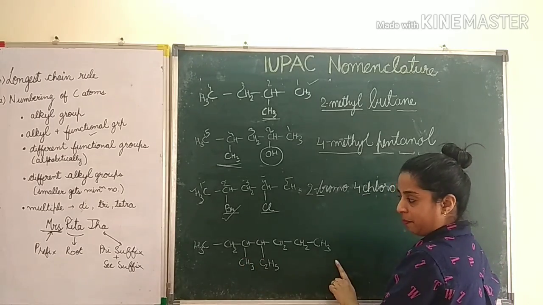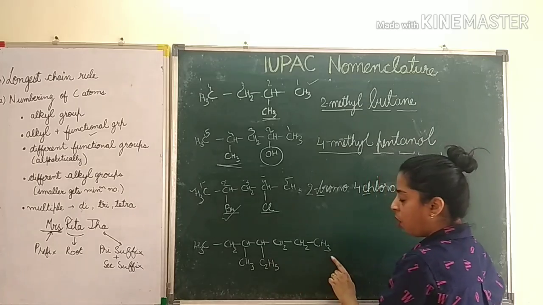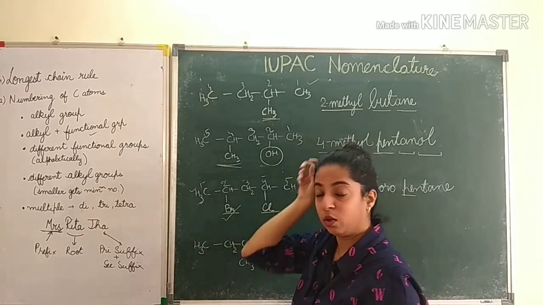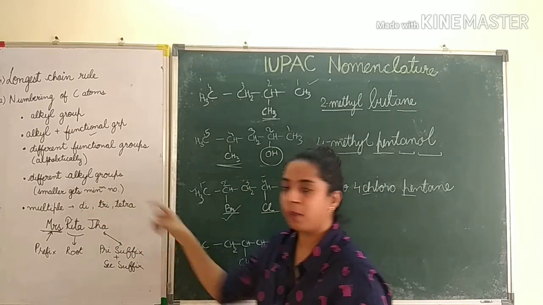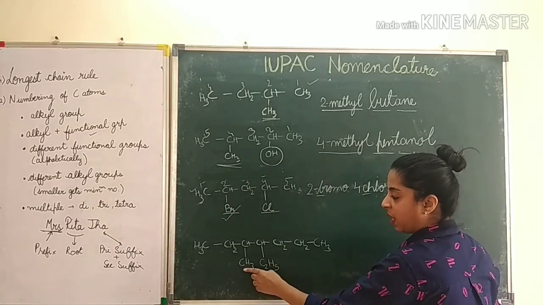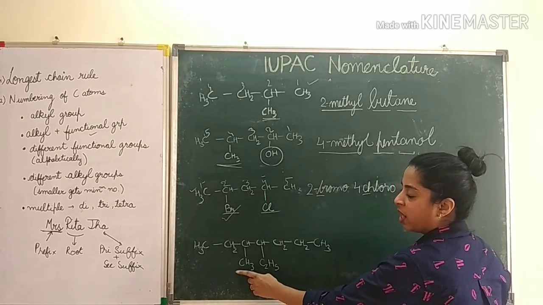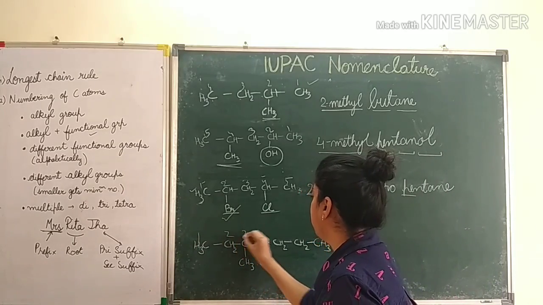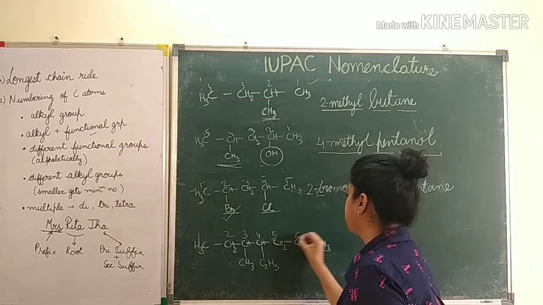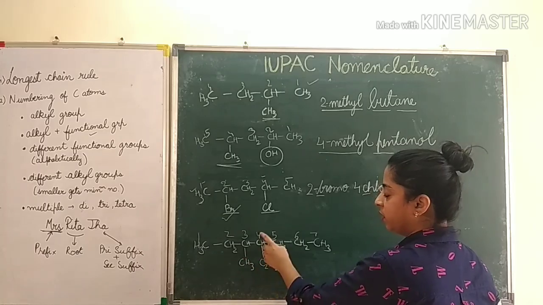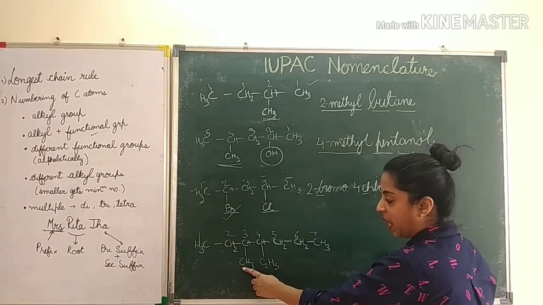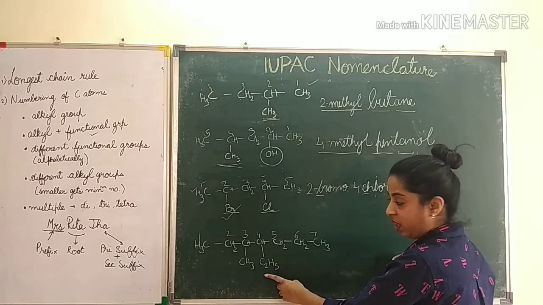Now in this example, we can start numbering from here or here. But we have already told that when we have different alkyl groups, the smaller gets the minimum possible number. So this is methyl, this is ethyl. So this is smaller, so I should give the minimum number to this. So 1, 2, 3, 4, 5, 6, 7. So this is third and this is fourth. But while naming, I will go alphabetically. This is methyl and this is ethyl. So ethyl name will come first.